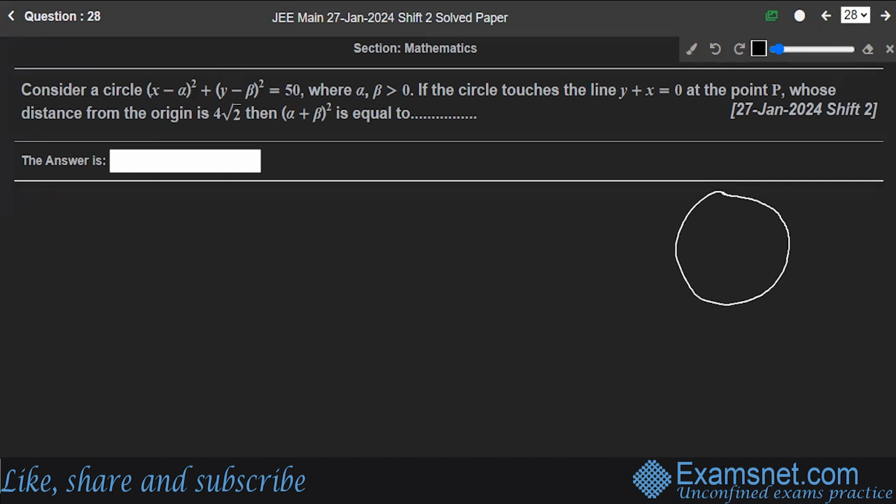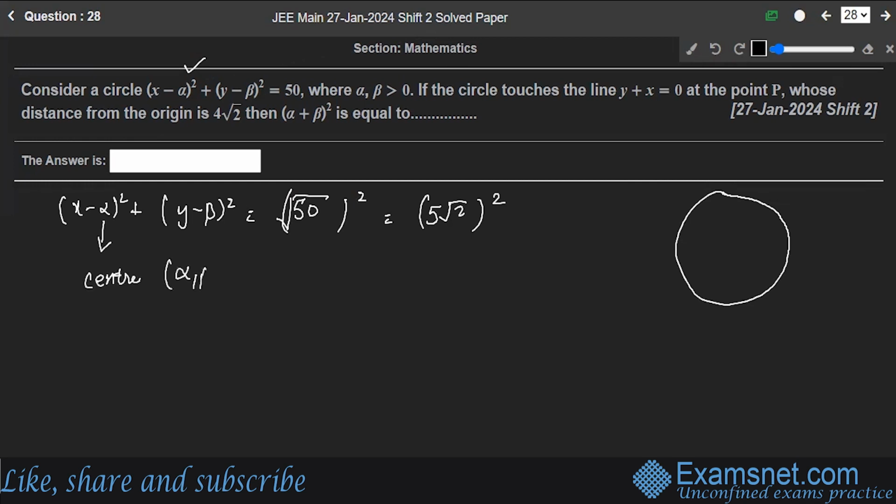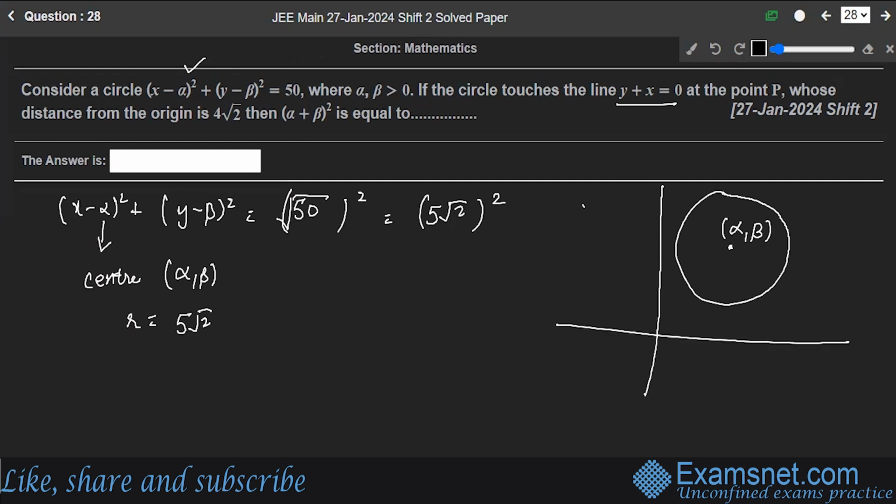The center of the circle, according to this equation, x minus alpha square, y minus beta square is equal to root 50 square, which is equal to 5 root 2 square. So this is your center, alpha and beta, and the radius is 5 root 2. Now in this particular question, it says it touches this line, y plus x is equal to 0. So this is the line. If I say this is the coordinate axis, this is the line y plus x is equal to 0.